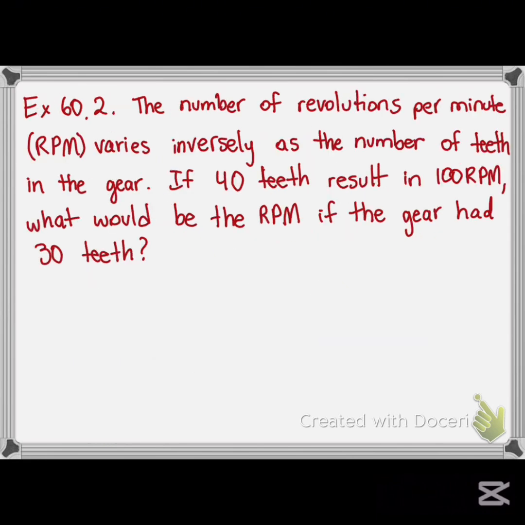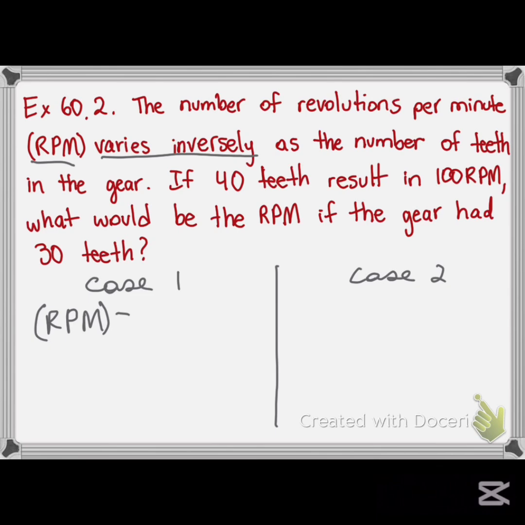The next one says the number of revolutions per minute, and they are going to call it RPM, varies inversely. So again, now I know that the second variable is going to be in the denominator, as the number of teeth. So RPM, let's put here case 1 and case 2. RPM is the first variable. It's all one thing, RPM, equals K over, because it's inversely, the number of teeth. So I'll put T. So let's look at the two cases.